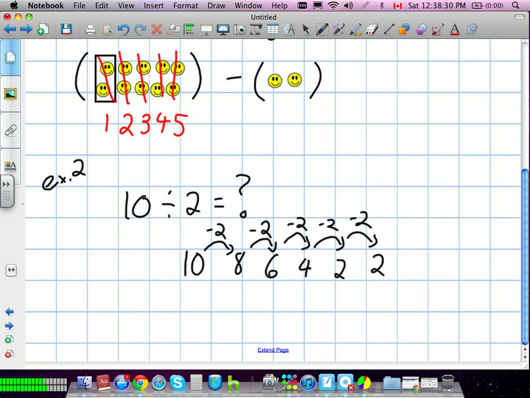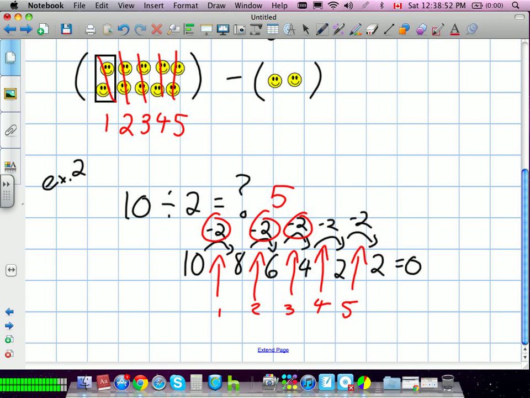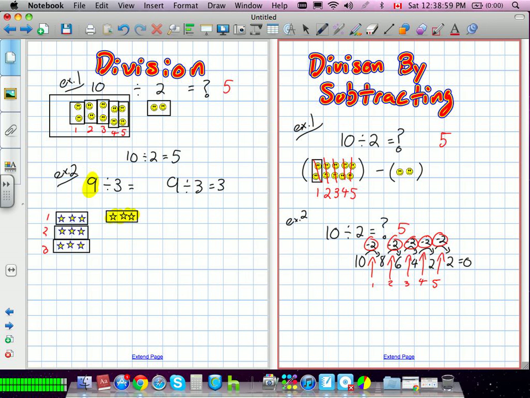So, this is the tough part. I have to count. How many times did I subtract by the number 2 in total? 5. Ready? 1, 2, 3, 4, 5. So we know 10 divided by 2 is 5, right? That's how many times we subtracted by the number 2. So that's division by subtraction. And the other one was division by grouping.